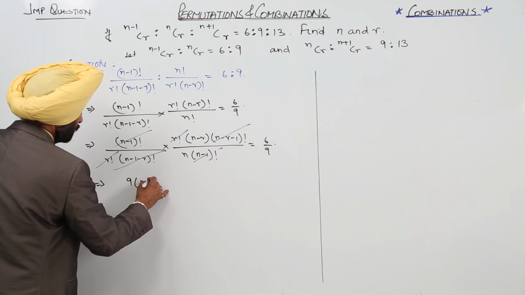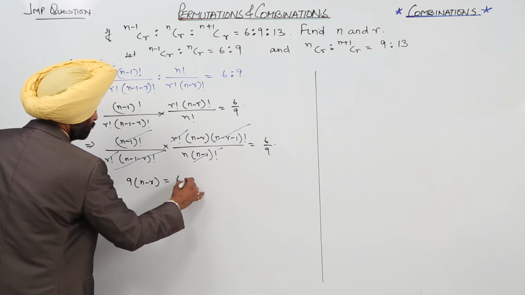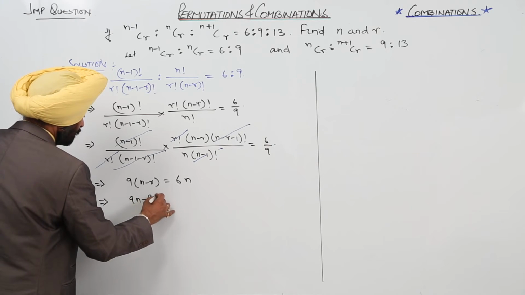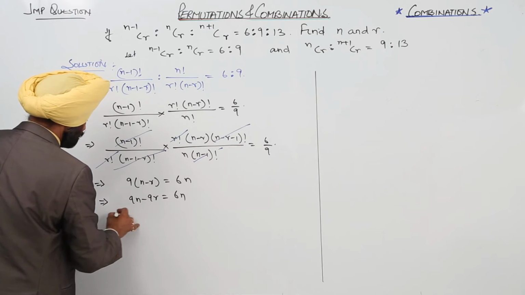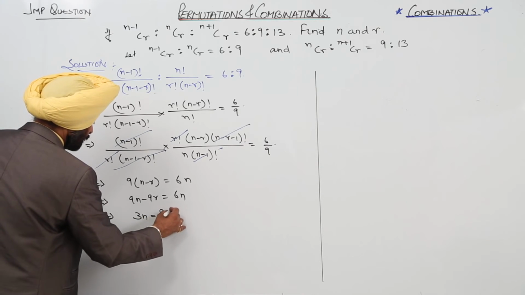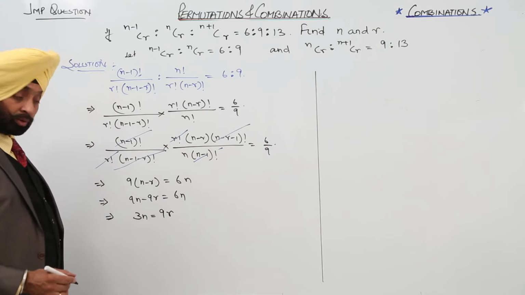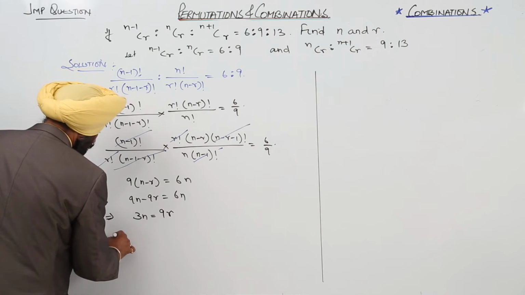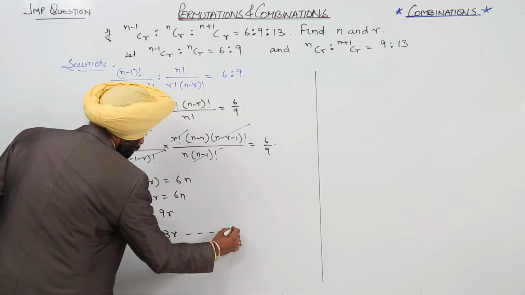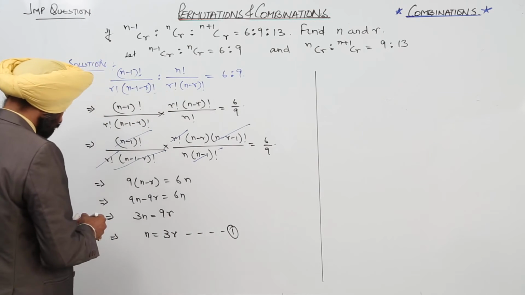9 times n minus r is equal to 6 times n. 9n minus 9r is equal to 6n. 3n is equal to 9r. And we can write n is equal to 3r. Let this be the one part.